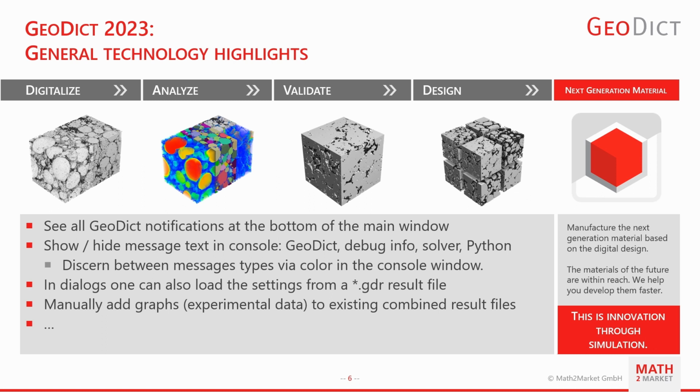The settings from GDR result files can be loaded directly in the corresponding dialog. This also works via drag and drop. It is now also possible to manually add graphs into existing plots in a combined GDR result file.